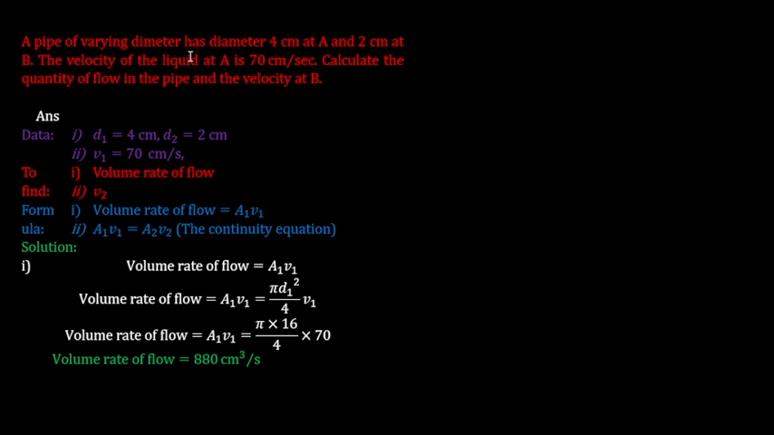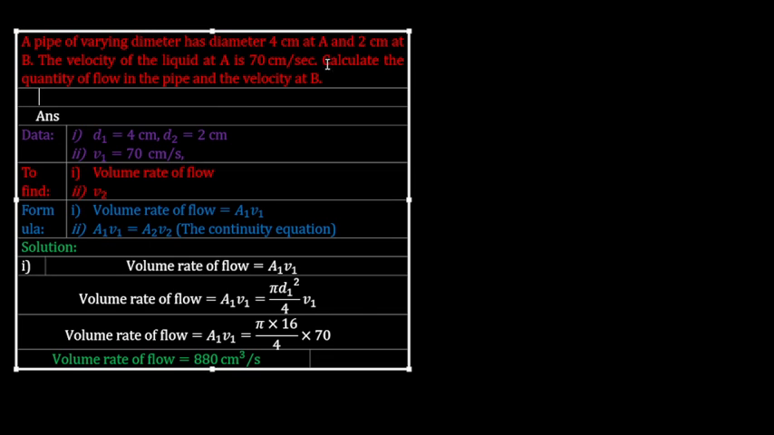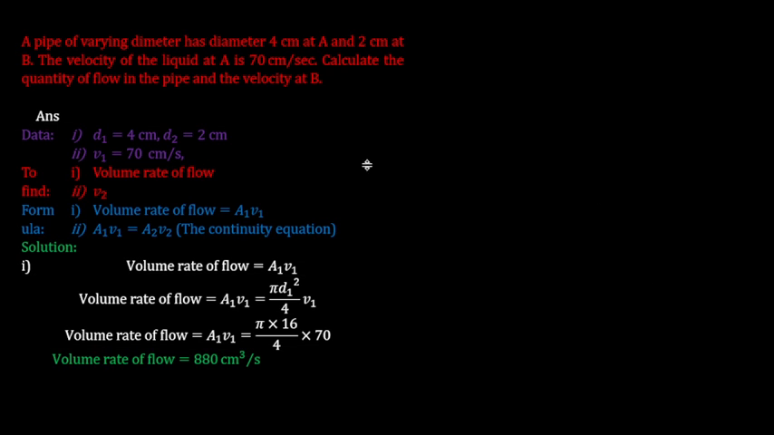Next problem. A pipe of varying diameter has a diameter of 4 centimeter at one end A and 2 centimeter at the other end B. The velocity of liquid at end A is given. We have to calculate the quantity of flow in the pipe and the velocity at B.